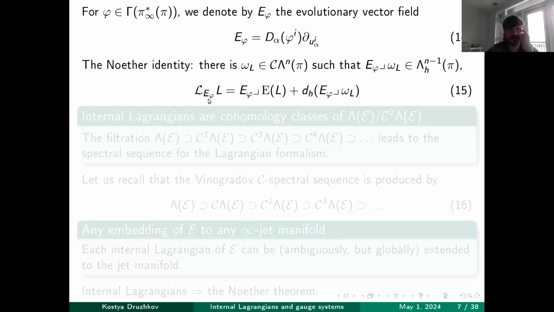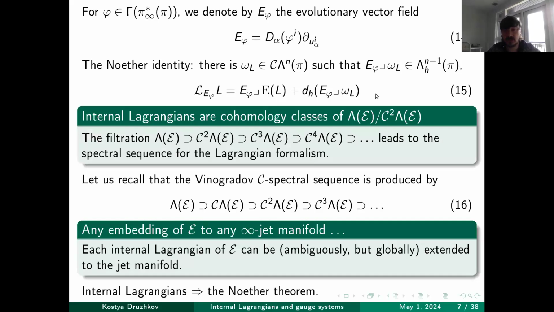Here, on the left-hand side, we have just the Lie derivative of our Lagrangian with respect to an arbitrary evolutionary field. And on the right-hand side, we have the interior product of the same evolutionary vector field with the variational derivative of the Lagrangian, plus the horizontal differential of this interior product. The horizontal differential is just the de Rham differential in terms of total derivatives, where we change partial derivatives to total derivatives.